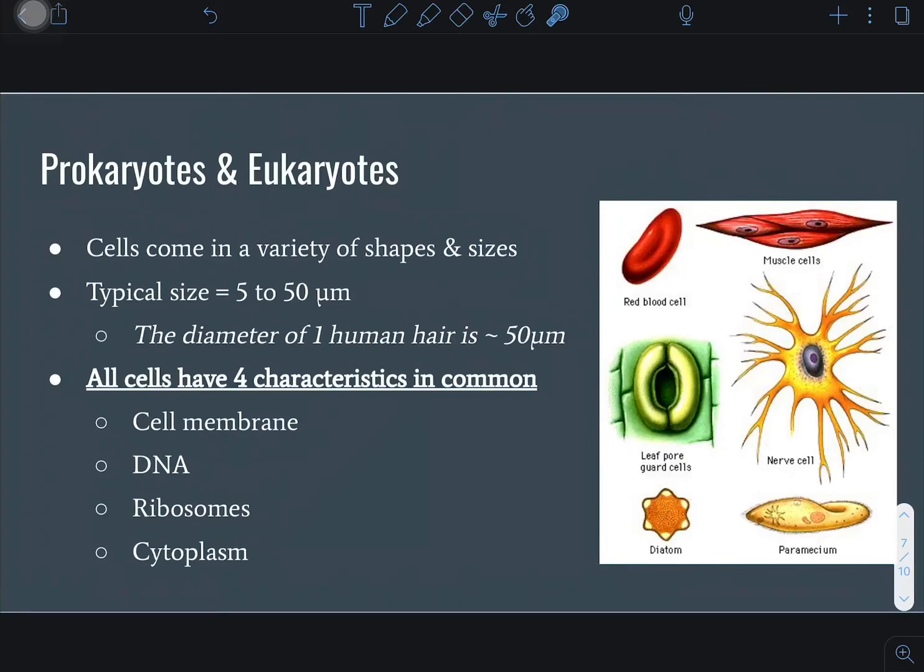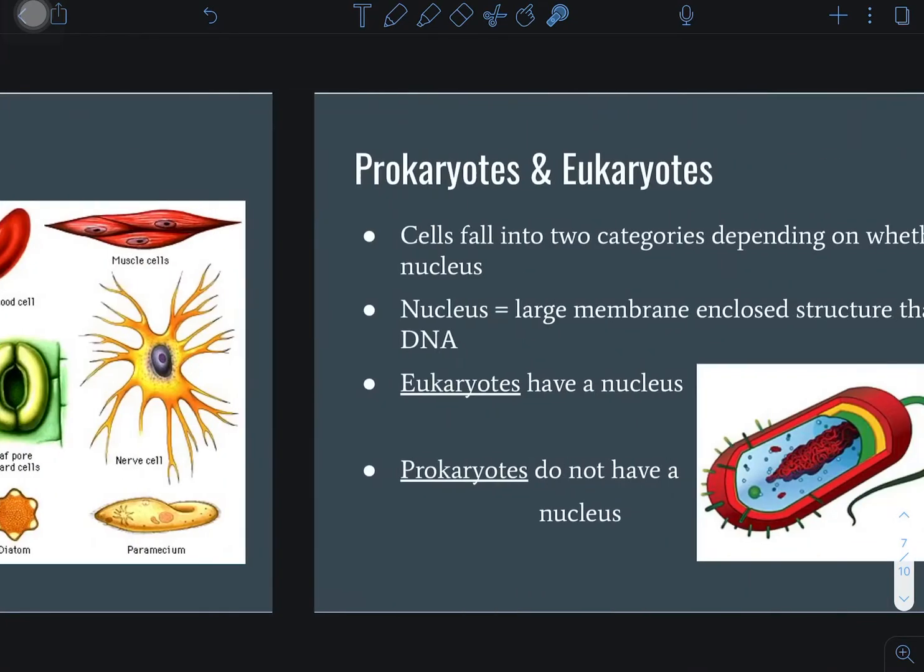But all cells have 4 characteristics in common. They have all 4 of these things, no matter if it's a prokaryotic cell or a eukaryotic cell. Just for the record, you pronounce this as eukaryotic. U is U, like Y-O-U. You pronounce it like that. Eukaryotic cells. All cells have these 4 things. Now there's some differences, and that's what we're going to talk about.